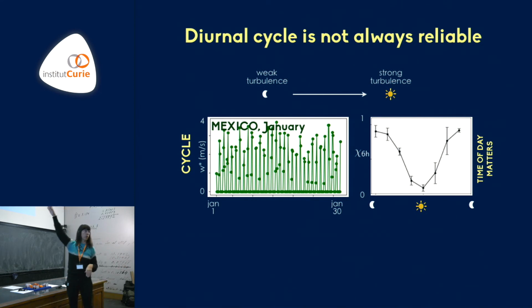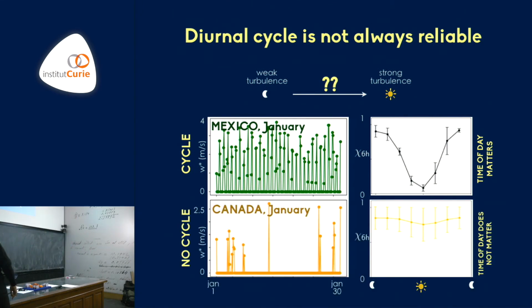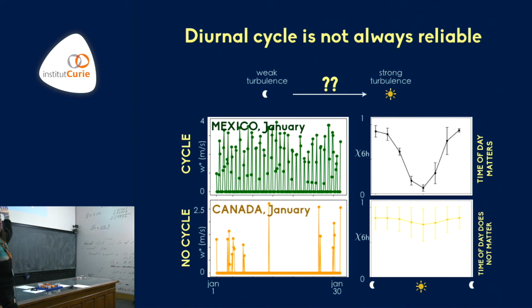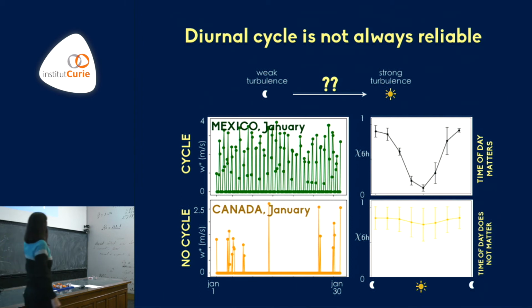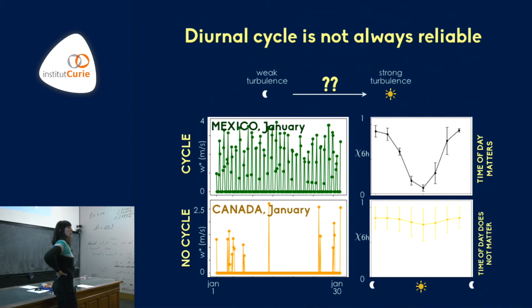This is Mexico in January, and this is how turbulence alternates pretty regularly between day and night, and that is the fitness over time of the day. Let's look at another simulation. This is Canada, the same month, and there's no alternation between high and low turbulence. There's no diurnal cycle, almost nothing. Correspondingly, your watch is completely useless. The fitness does not depend on time of the day at all. Sorry, yellow is really a bad choice, but can you see the curve? It doesn't depend on time of the day. If you're in Canada in January, forget about your watch.